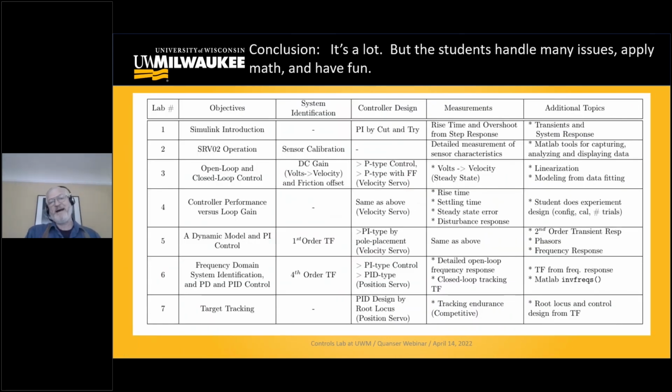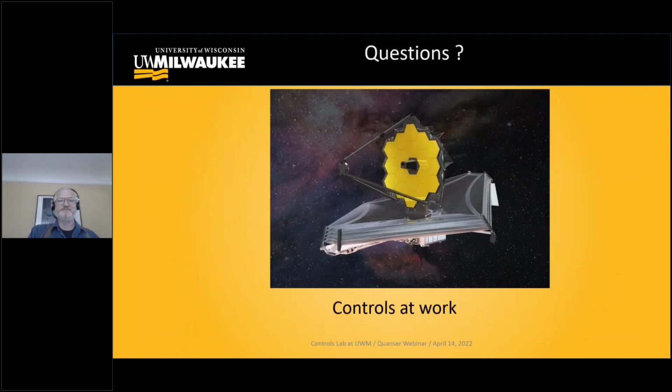Okay, I wrap up with this overly busy slide again. I just want to emphasize the students are constantly taking measurements, of course, and substantially doing system identification as they progress from one lab to the next. Okay, and let me ask if there are any questions.